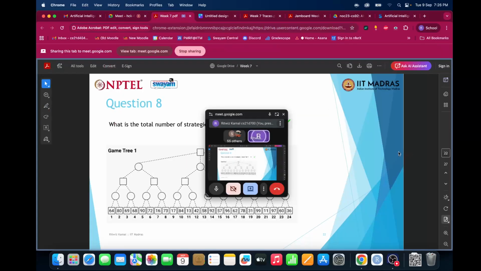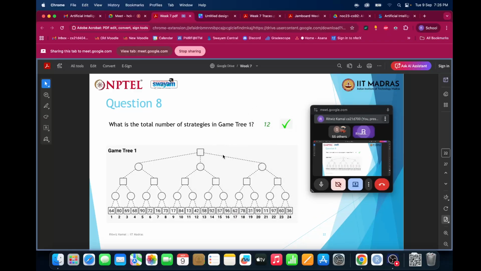Shall we move on to the next question? So, what if there are two more levels? Then the horizon will be at a deeper level, and the number of strategies will be decided by the penultimate layer over there.